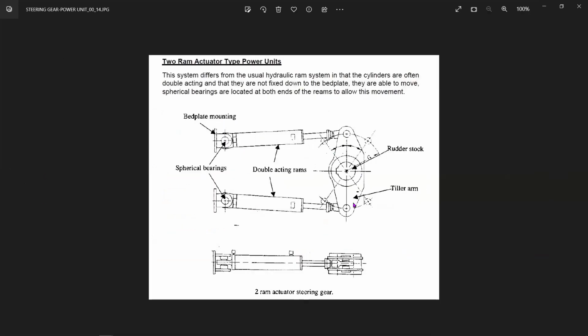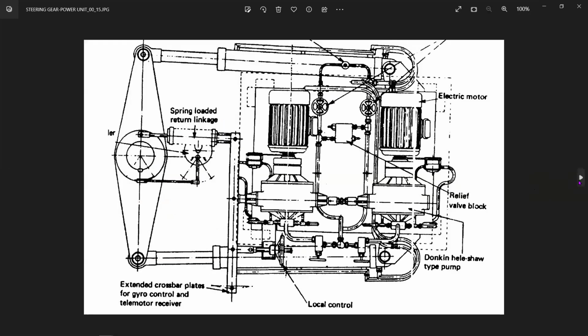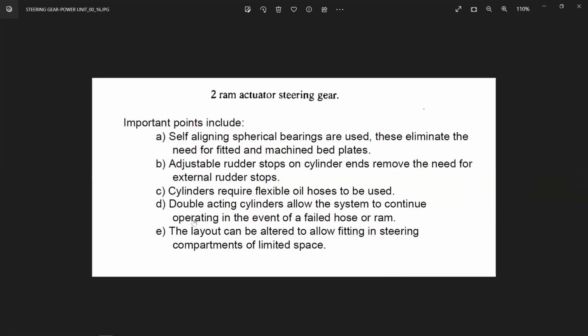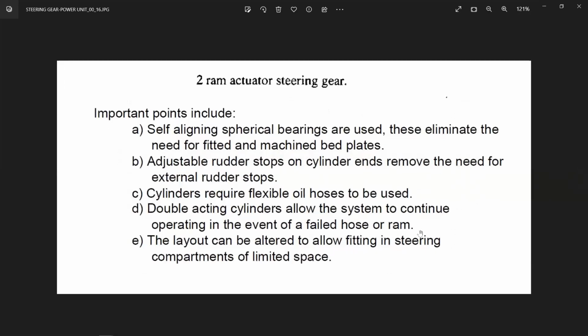Okay? All these oil hoses are needed because the cylinders are now able to move. So you require flexible oil hoses connected to the cylinders. Double acting cylinders allow the system to continue operating in the event of a failed hose or ram. With double acting cylinders, even if one of the cylinders fails, the other one can take over and operate in one direction at least. The layout can be altered to allow low fitting of the steering compartment for any limited space.